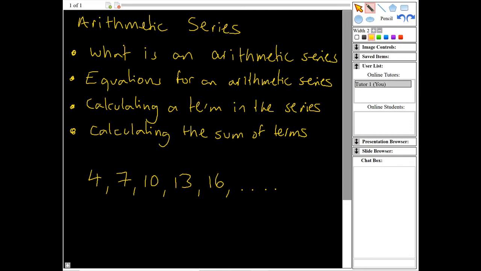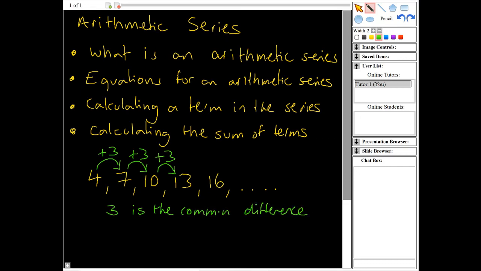If it's an arithmetic series, it must always go up by the same amount. It doesn't matter what that amount is, but it must go up by the same amount, otherwise it's not an arithmetic series. So what I've got here is each term is going up by 3 every time. So 3 is what's called the common difference. If a series doesn't have a common difference, then it's not an arithmetic series. An arithmetic series will always go up by the same amount each time. It will always have a common difference. The common difference doesn't have to be 3, just in this example, it is 3.